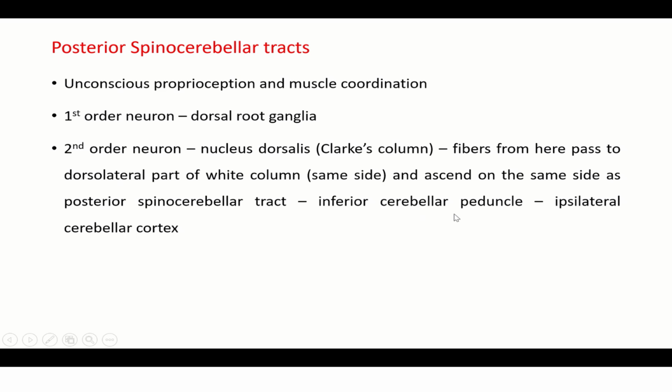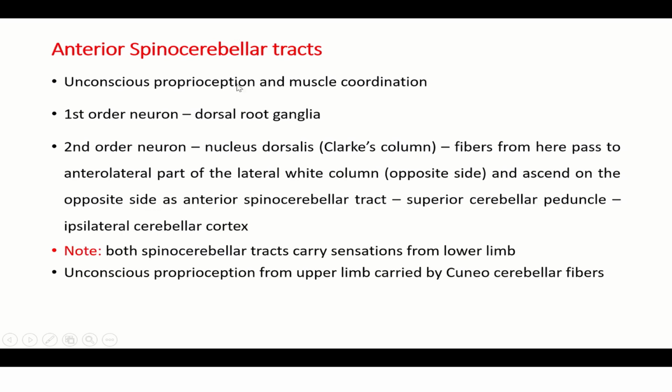So they pass through the inferior cerebellar peduncle and they relay in the ipsilateral cerebellar cortex. So this is on the same side, ipsilateral side. Again, if you observe anterior spinocerebellar tracts, almost all points are the same, concerned with unconscious proprioception and muscle coordination. First order neurons are the same, dorsal root ganglia.